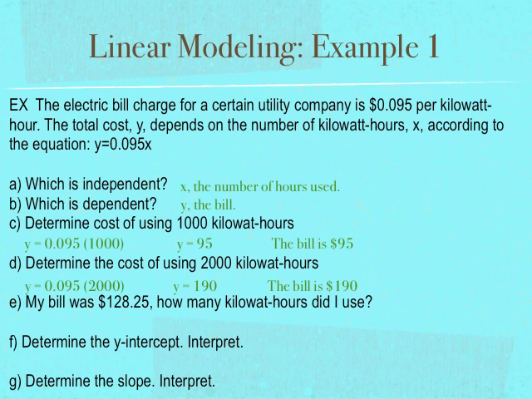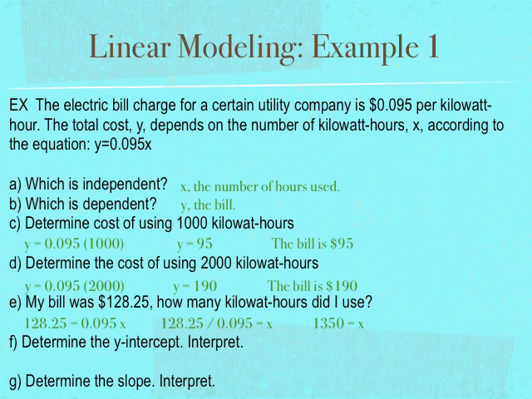How many kilowatt hours did I use? Where do I put 128.25? Well, that's the bill. That's Y. So I put it in place of Y. And notice the question says, how many hours did I use? It's asking about X. So I don't have X. Okay, divide both sides by 0.095. And I get X is equal to 1350.